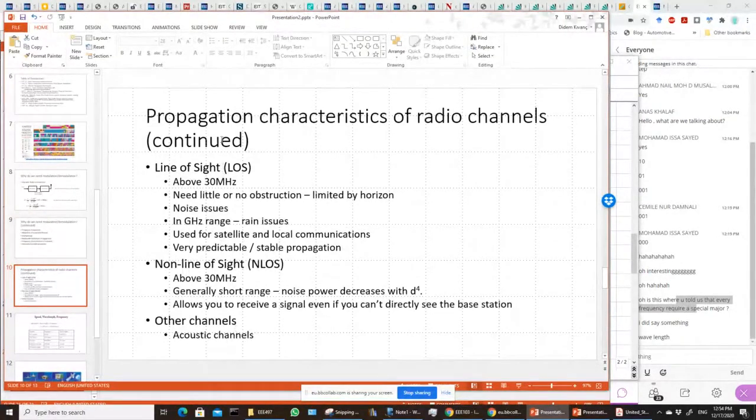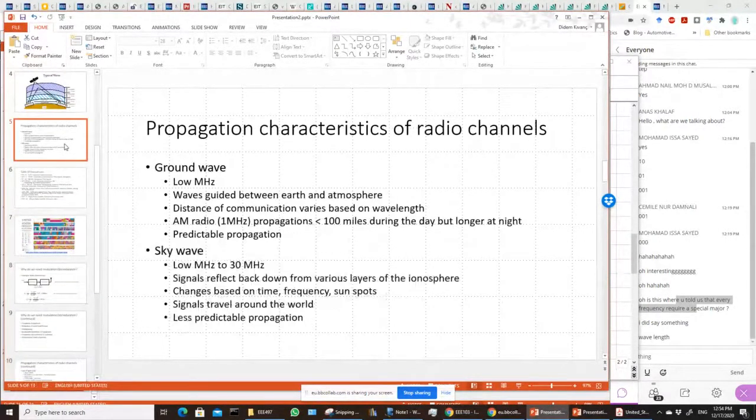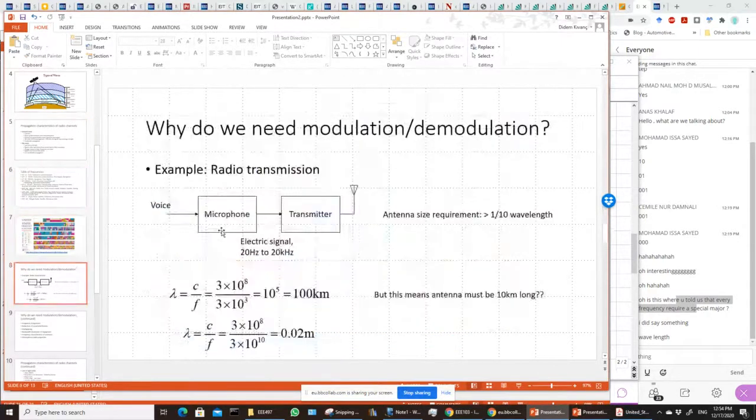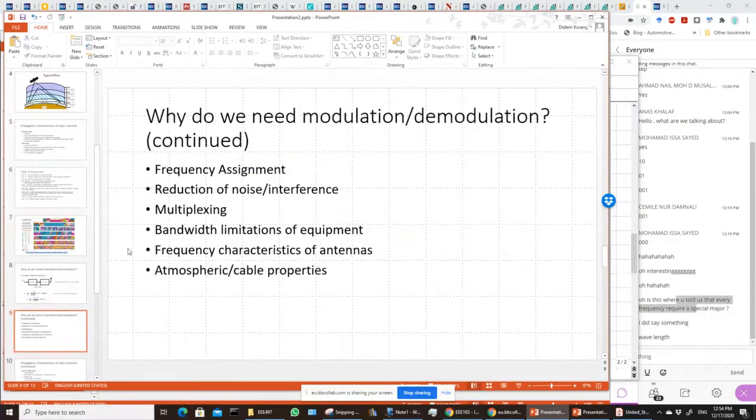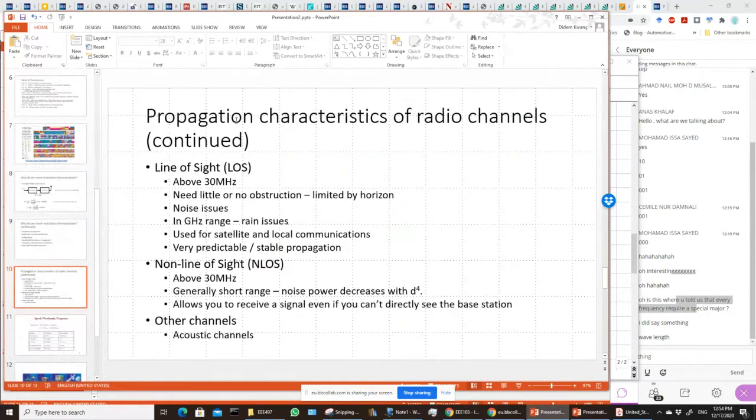And okay, line of sight, propagation characteristics of radio channels continued. We had ground waves and sky waves, right? You can look at these, and they're kind of interesting applications, but they are very specific to certain applications. The majority of the transmission that we do are airwaves. They just go across the air.